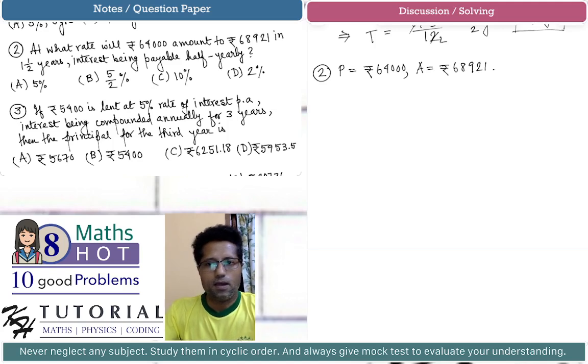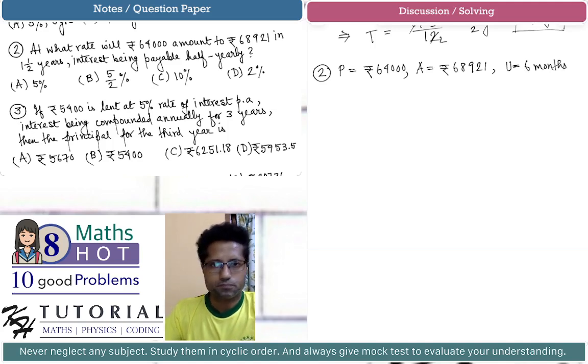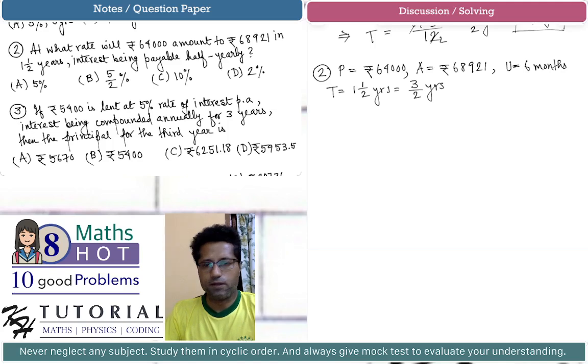68,921, and it is given that interest is payable half yearly, which means the unit of time is 6 months, or the conversion period is 6 months. T is given to be 1.5 years. This is equal to 3 by 2 years. The first thing, we have to find the rate of interest.